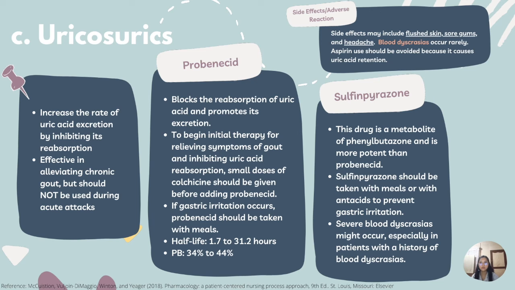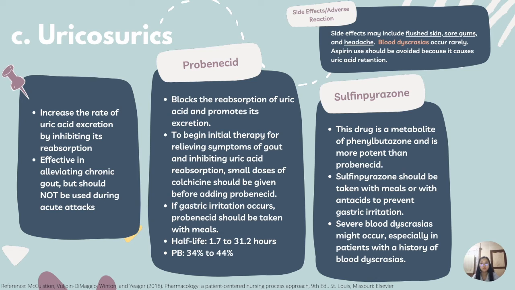Next is the uricosurics. Uricosurics increase the rate of uric acid excretion by inhibiting its reabsorption. These drugs are effective in alleviating chronic gout, but they should not be used during acute attacks. Probenecid is a uricosuric that has been available since 1945. This drug, probenecid, blocks the reabsorption of uric acid and promotes its excretion.